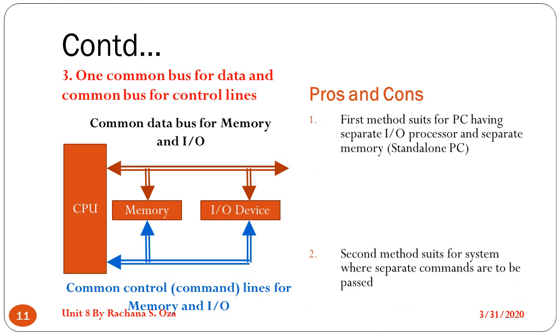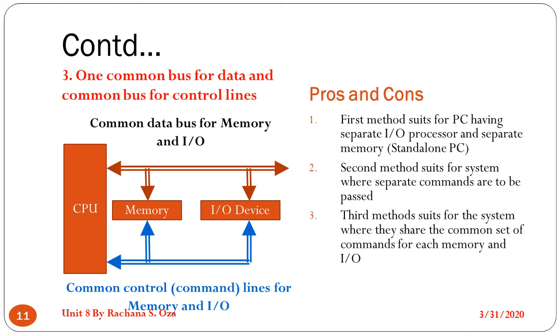Let us discuss the pros and cons of all three techniques. The very first method, where we have separate buses for everything, what is the usage? It is used for a standalone PC having a separate IO processor and a separate memory. Well enough. Let's go with the second thing. The second method suits a system where you have separate commands and limited IO devices with respect to limited commands. This is used for a specific application or applications having limited hardware.